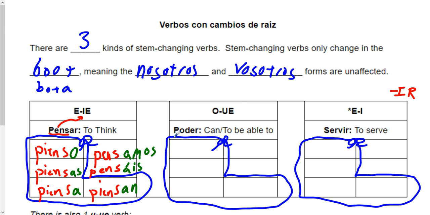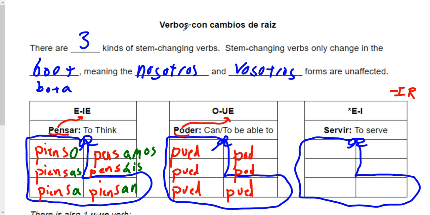So, poder, it's an O to UE. We look at our stem, pod. Our O is going to change to UE. All right? So, inside our boot, we should have pued, pued, pued, and pued here. And on the 2 outside of the boot, we should have our normal stem, pod, pod.